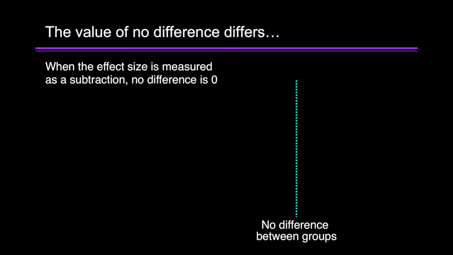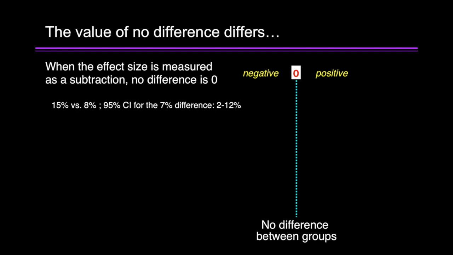When the effect size is measured as a subtraction, an absolute change, no difference is 0. So it can range from negative, 0 to positive, like this. 15 versus 8%, 95% CI for the 7% difference, 2 to 12%. Well, that doesn't cross 0. That's somewhere over here. That's going to be statistically significant, p less than 0.05.